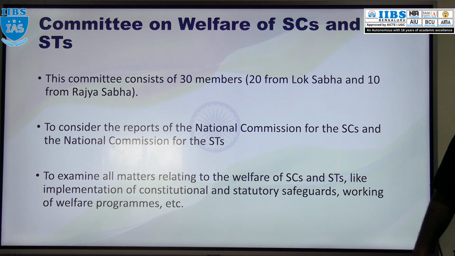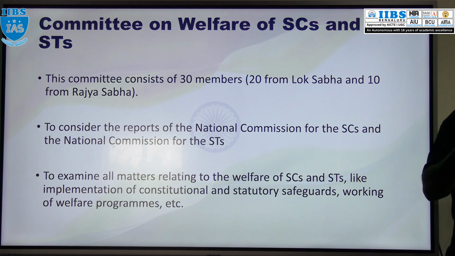What will this committee do? This committee will consider the reports of the National Commission for SC and the National Commission for ST. Their chairman and members deal with the matters of SC and ST, their rights, whether the constitutional provisions are being implemented thoroughly or not, or any issue with those castes. They deal with all these cases and prepare a report and submit it to the President. Then what will the President do? The President will lay that report before this committee.